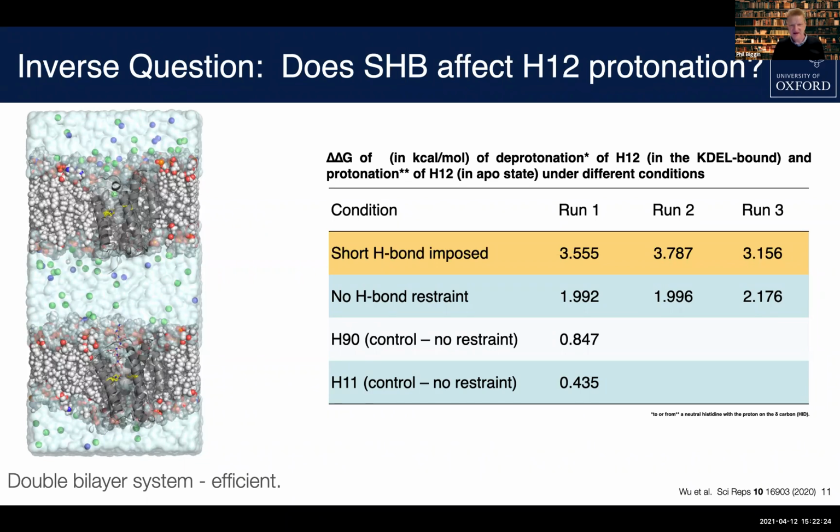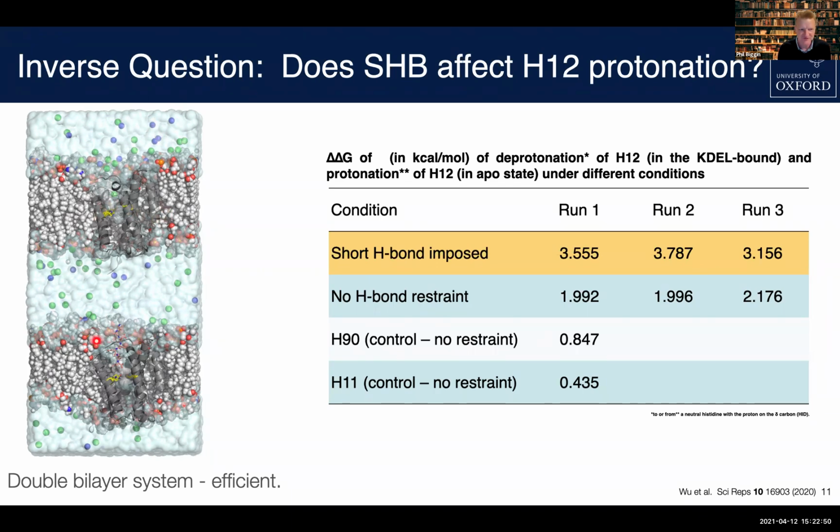This is a little bit of a complicated calculation. There's a delta G of deprotonation of H12 at the same time that we protonate H12 in the apo state. This is probably a lot to swallow in one go. I don't expect anybody to gather it all, but don't worry about this. I'll explain what the take-home message is in just a second. We do this in quite an efficient way.